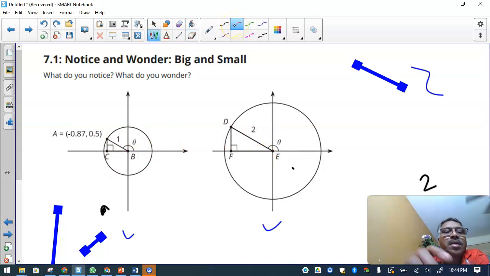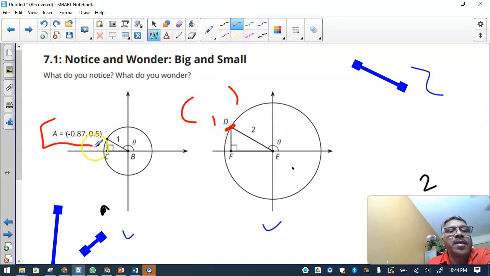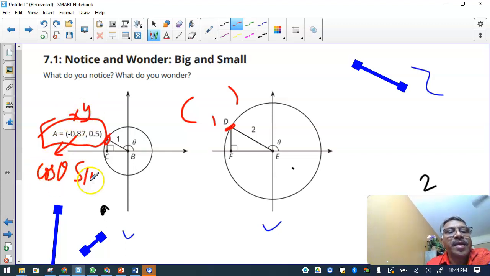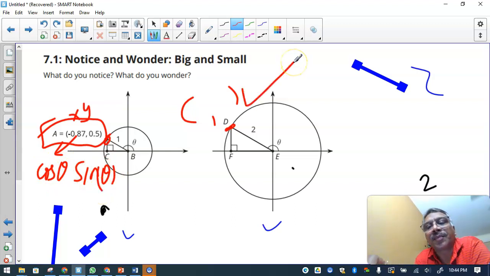So you wonder what the coordinates of this point could be. The main thing you should be wondering is what the coordinates are. They gave you the coordinates of this point here. It means this one is the x and y, that is the cosine of the angle and sine of the angle. So the question is what is this part? How do we figure this out?